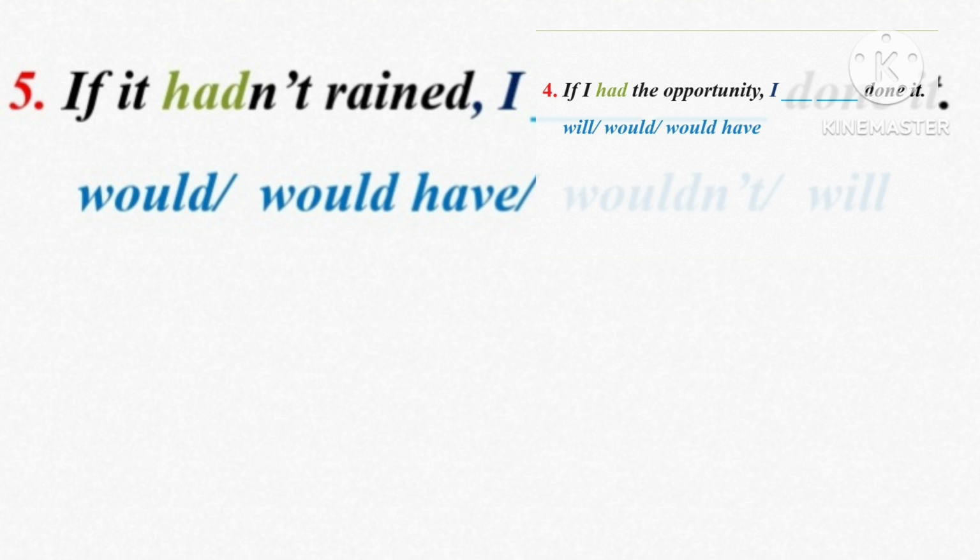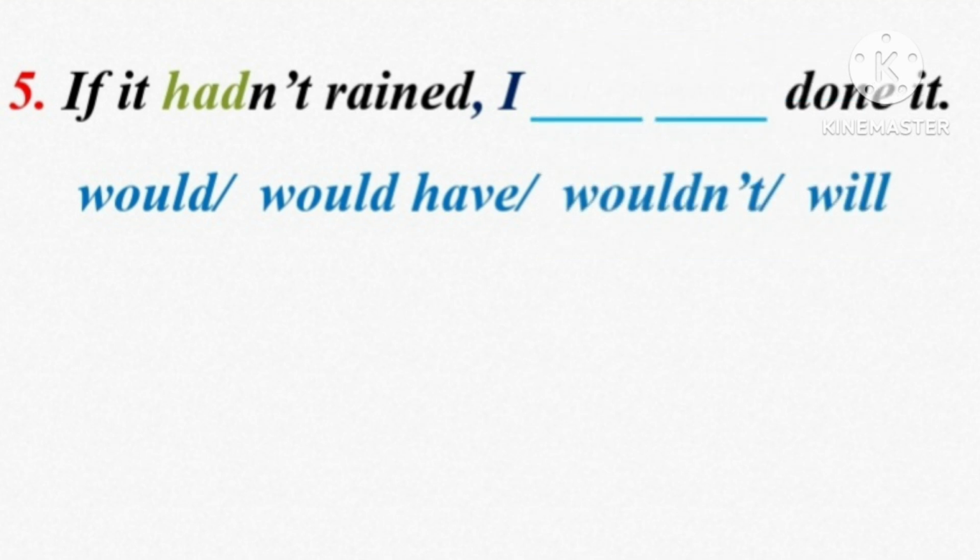Okay, let us see the next example. If it hadn't rained, I dash dash done it. Hadn't, negative sense. Had is past perfect. If it hadn't rained, I would have done it.